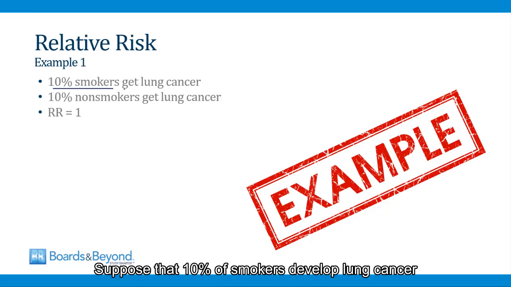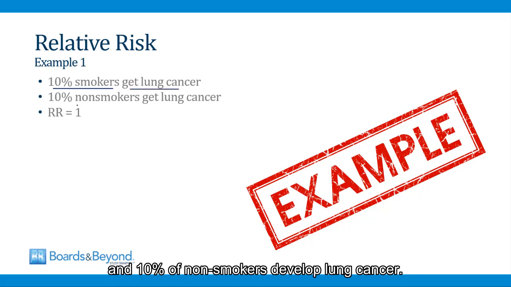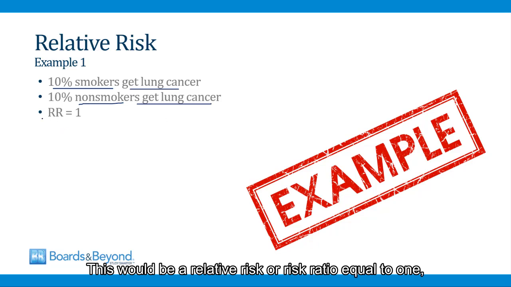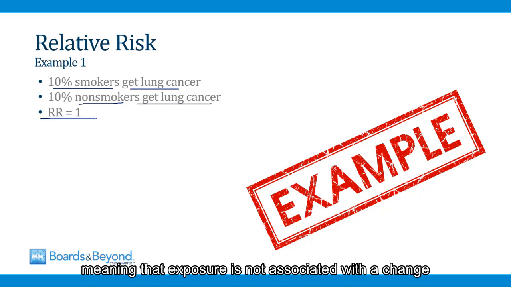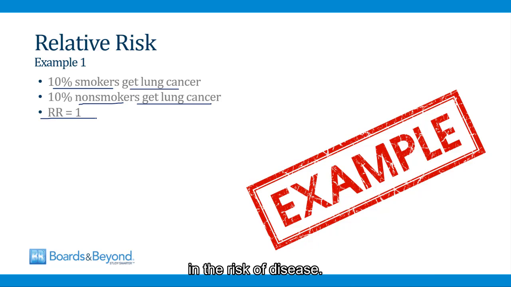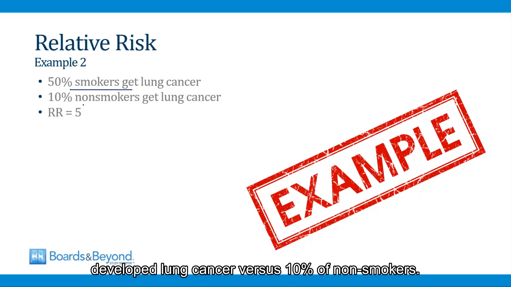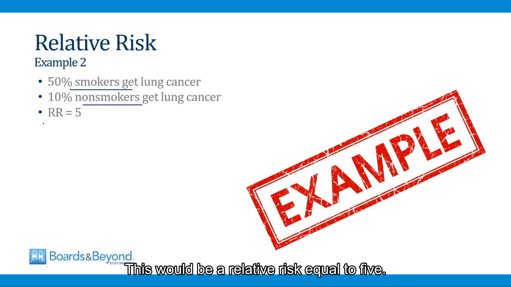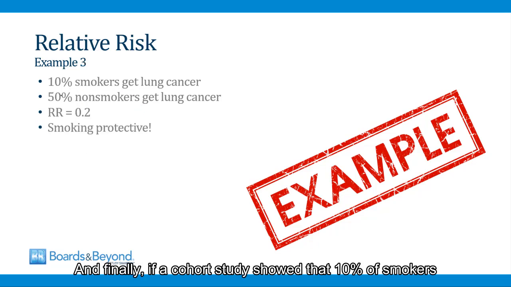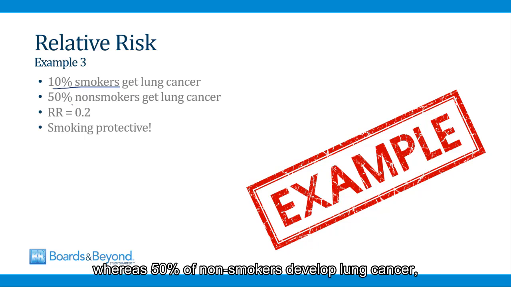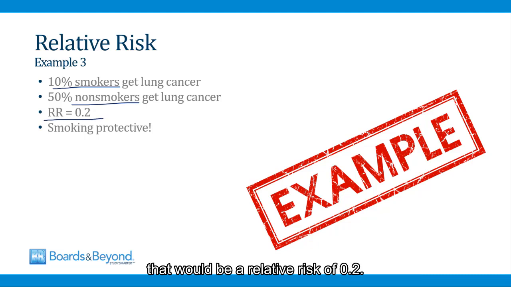Suppose that 10% of smokers develop lung cancer and 10% of non-smokers develop lung cancer. This would be a relative risk or risk ratio equal to 1, meaning that exposure is not associated with a change in the risk of disease. If, on the other hand, a cohort study showed that 50% of smokers developed lung cancer versus 10% of non-smokers, this would be a relative risk equal to 5. And finally, if a cohort study showed that 10% of smokers developed lung cancer, whereas 50% of non-smokers developed lung cancer, that would be a relative risk of 0.2.